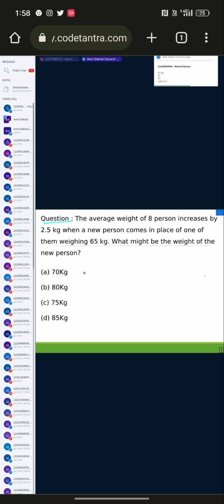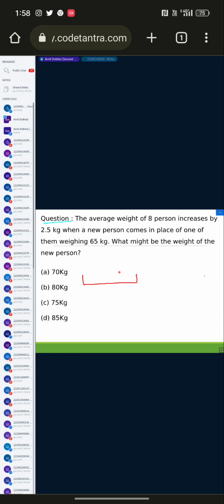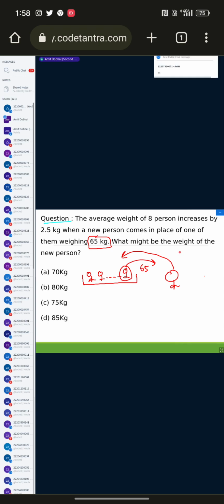85, okay. The average weight of 8 persons increased by 2.5 when a new person comes in place of one whose weight is 65. अब देखो, the number of persons is not given. ठीक है, number of persons is not given, लेकिन एक 65 weight का बंदा बाहर गया और इसकी जगह पे कोई नया आ गया. This is the case. So 65 is going and another person is coming. उसकी वजह से average 2.5 increase हो गया. ठीक है, the number of persons is 8 already. It is given 8. ठीक है, so now 65 गया और एक दूसरा बंदा आया.